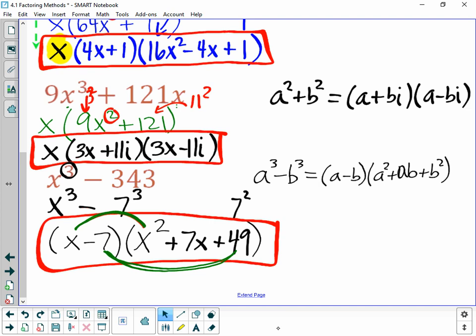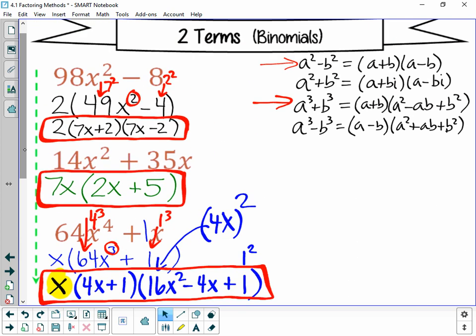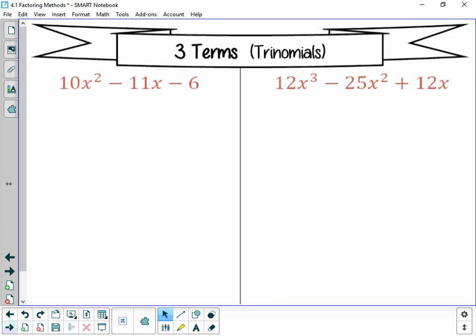So these all were binomials, lots of different cases here. Check for a GCF first and then see what you have. See if you have perfect cubes or perfect squares and then maybe use one of those patterns if it applies. All right, let's go to some trinomials.